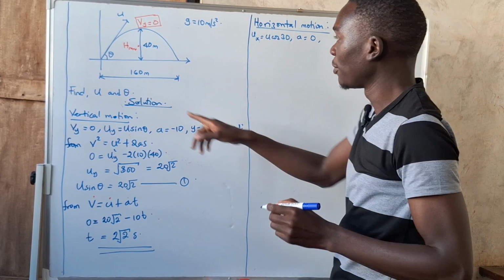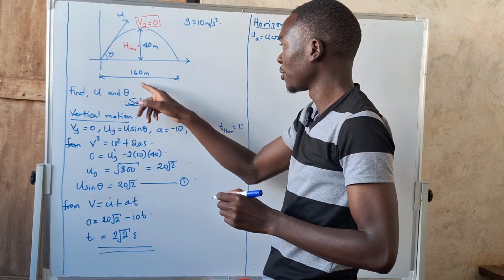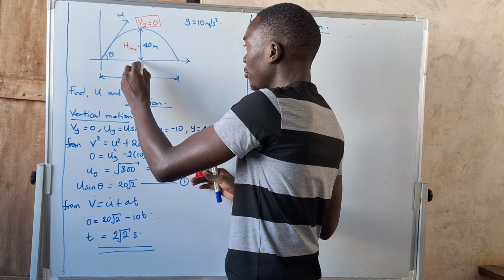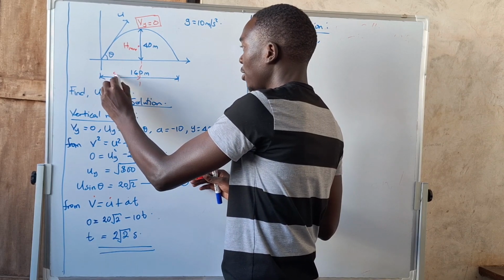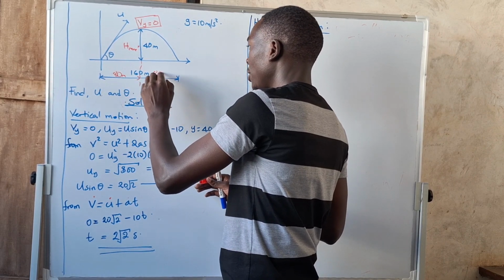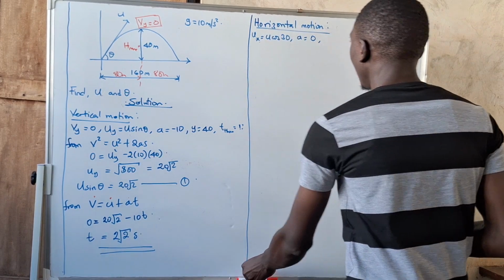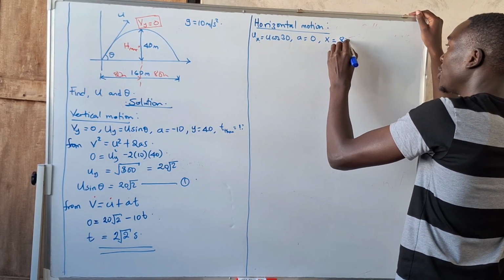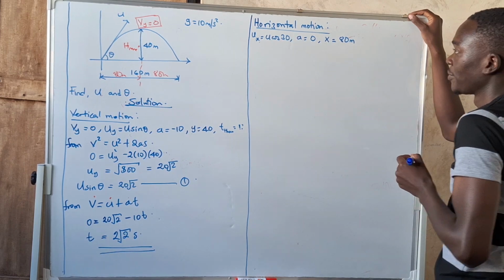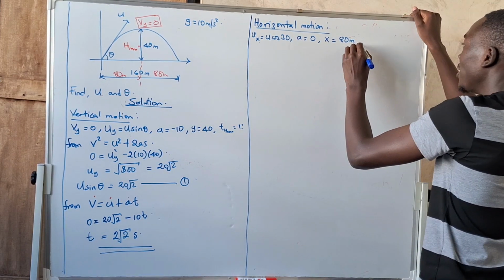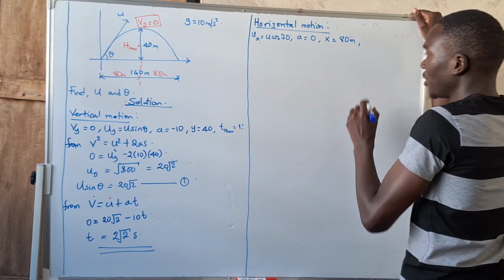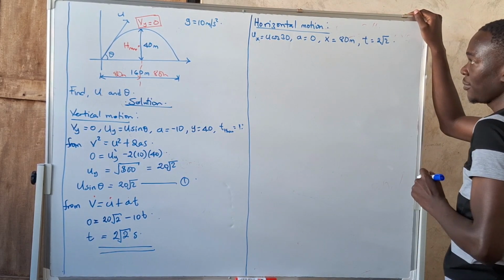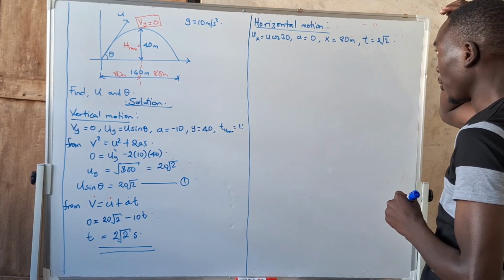And now at the point of maximum height, because the projectile is symmetrical, this will be divided into, say, this one is equal to 80 meters, and this is 80 meters also. That means that at the point of maximum height, our x is going to be equal to 80 meters. Yes, and so now I already know the time because the time is the same. So time is equal to 2 root 2. Yes, so this is where we are.